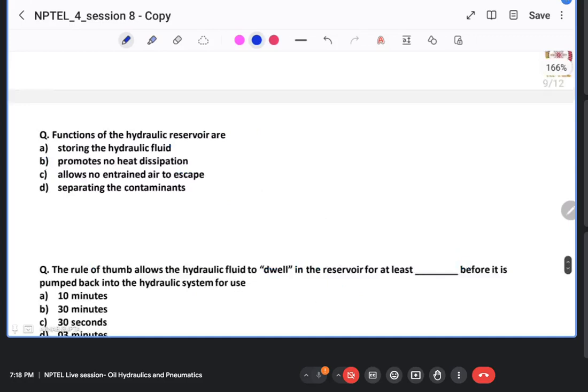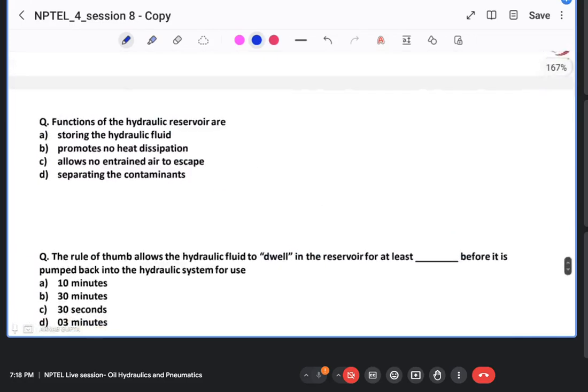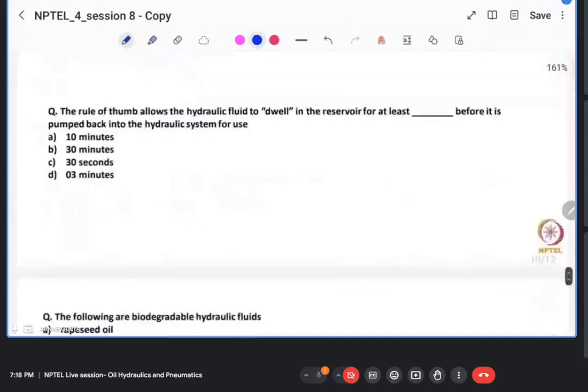Next, I mistakenly repeated it. Storing the hydraulic fluid and separating the contaminants. The rule of thumb allows the hydraulic fluid to dwell in the reservoir for at least how many minutes before being pumped into the hydraulic system?